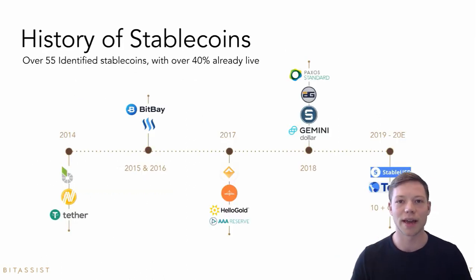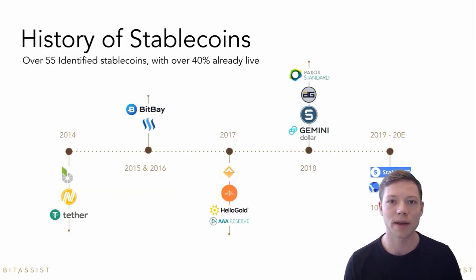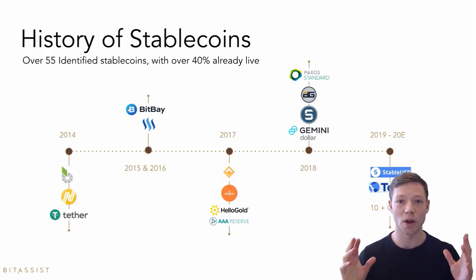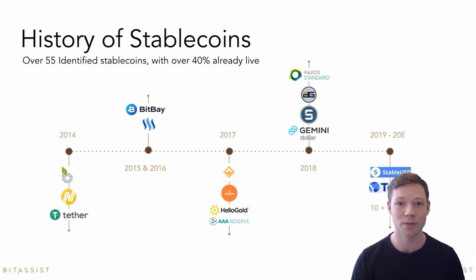So now we're going to look at a brief history of stablecoins. It's important to note stablecoins are not a new phenomenon. No, they've been around since 2014. There are now over 55 identified stablecoins in the market, 40% alive. The other 60% are in the pipeline. Put that into perspective then, 60% of this stablecoin space is currently in the planning phase, which means there's clearly an interest in developing stablecoins and bringing them to the market.